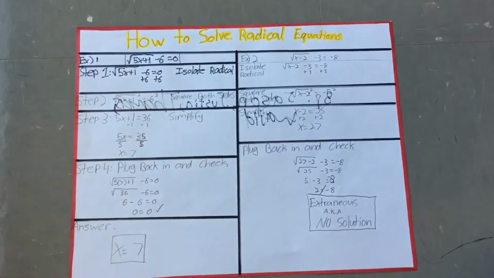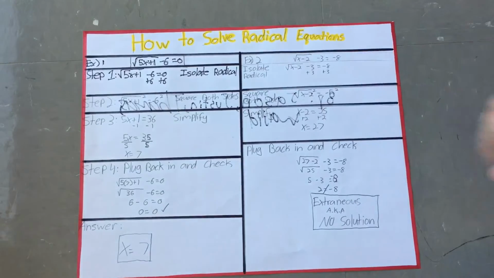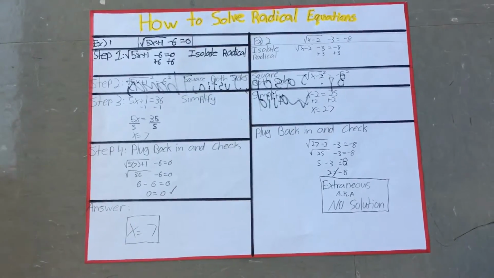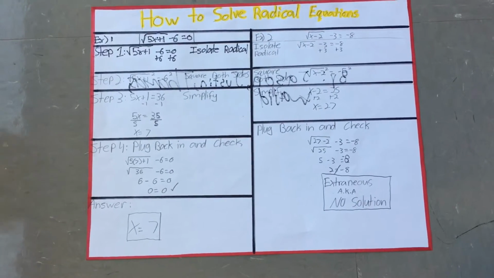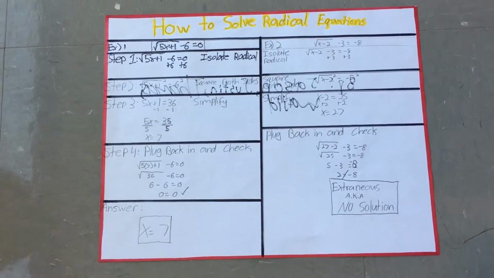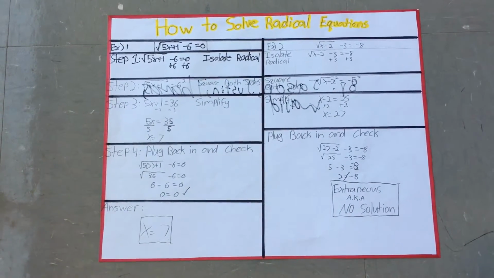How to solve radical equations. Example 1 is right here. Step 1, isolate the radical. Step 2, square both sides. Step 3, simplify it. Step 4, plug x back into the equation and check. Here's another example. You do the same steps.